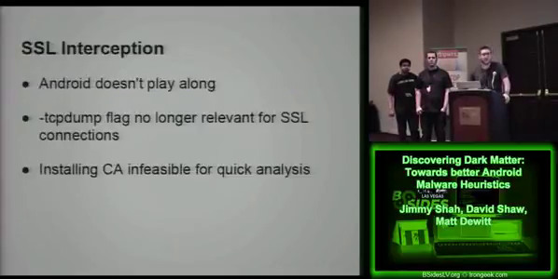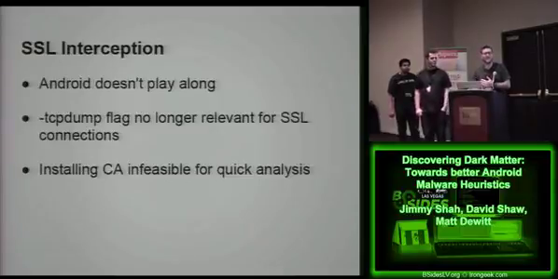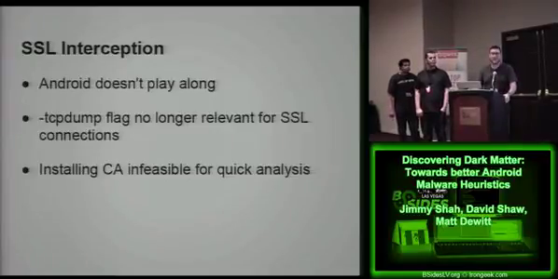So in order to do that, we need to do some SSL interception. And Android doesn't play along in the same way that it does with the tcpdump flag. It basically becomes irrelevant once you notice that the traffic is all encrypted. And we notice that probably 99% of malicious traffic is going to be encrypted. We think that malware authors do the easiest thing first, and if the easiest thing is plain text, sometimes we'll get a hit there, but overall, not so good for that. And installing a CA isn't feasible for quick analysis because we're trying to do this iterative process, but we will get to that a little bit later.